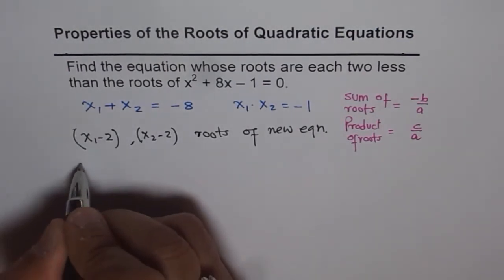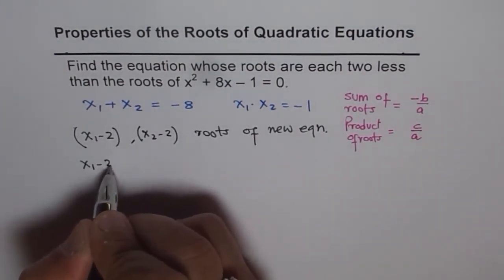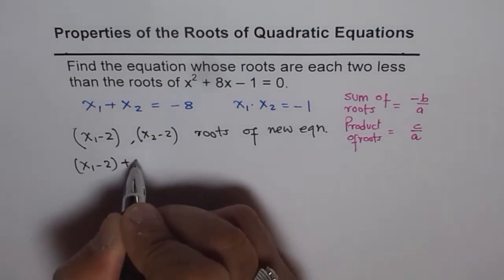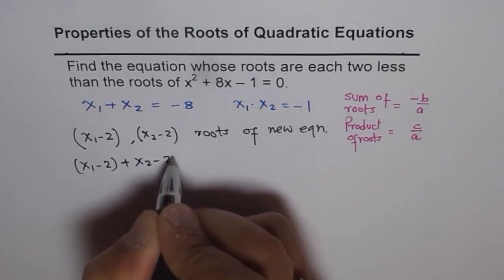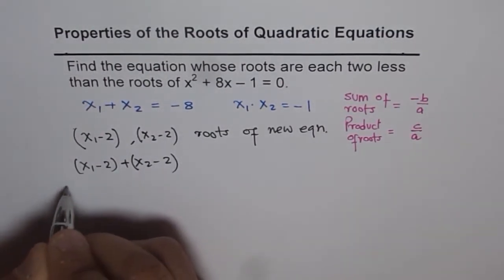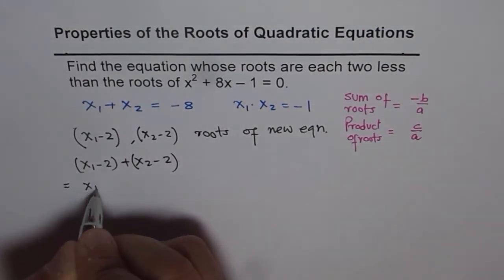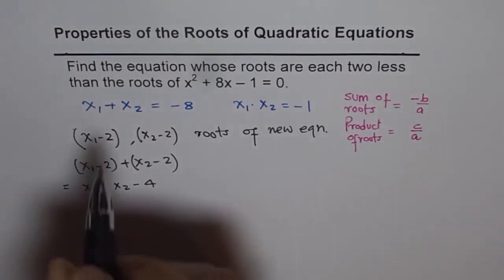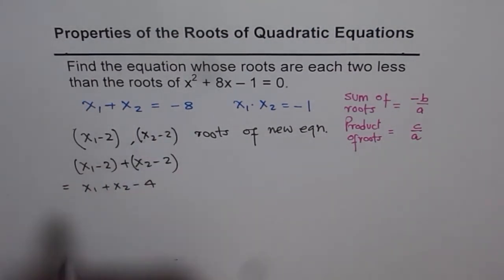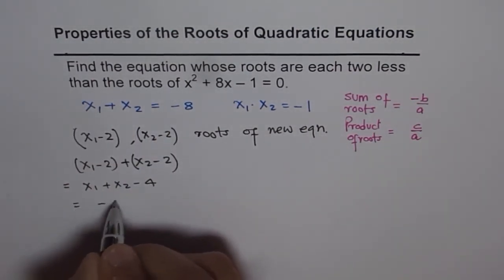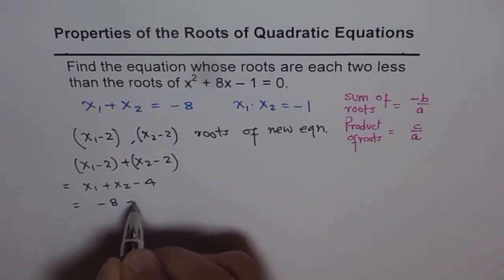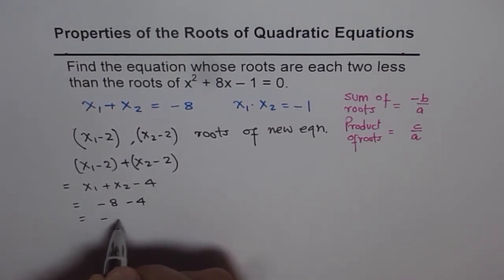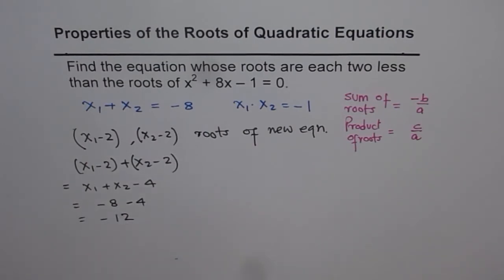So what is the sum of these roots? So we have x1 minus 2 plus x2 minus 2, which is actually equal to x1 plus x2 minus 4. And we know x1 plus x2 is minus 8, right? So we can write minus 8 and minus 4. And that gives us minus 12. So that is the sum of these two roots, right? Now let's find the product of these roots.